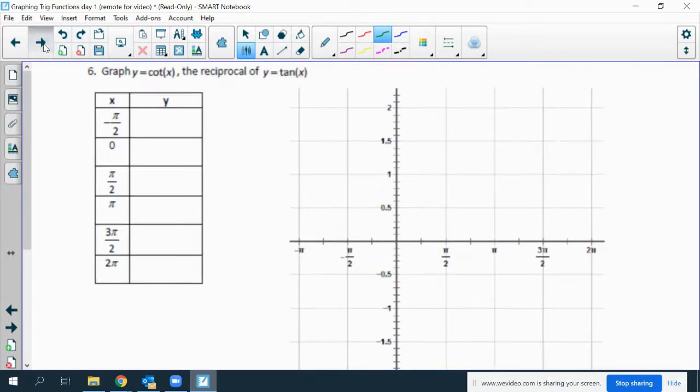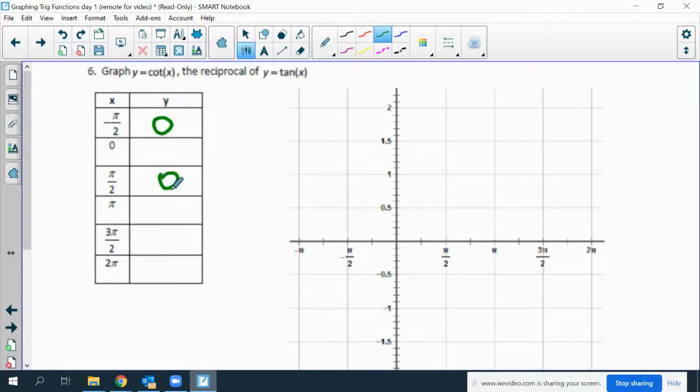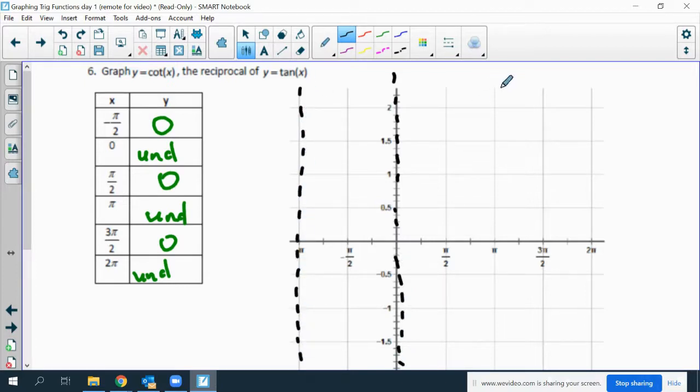Now, cotangent is the reciprocal of tangent, so if we looked at these, everything that was undefined is going to become 0, and everything that was 0 is going to become undefined. So if I look at my asymptotes, they're not going to be at my pi over 2s and 3 pi over 2s and stuff. They're going to be at my whole number pi's.